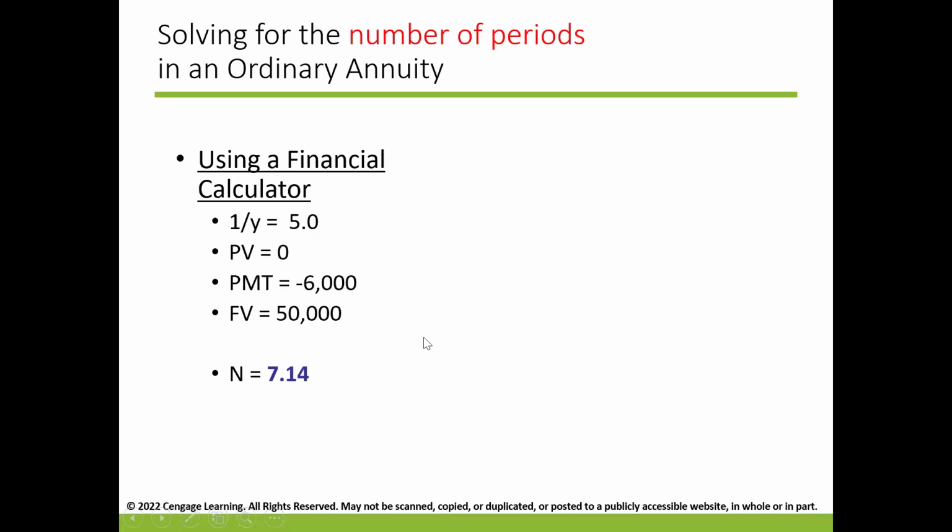So again, this shows you, if you use the financial calculator, exactly what you are doing. Your IY is 5, PV is 0, payment is negative 6,000, and future value is 50,000.